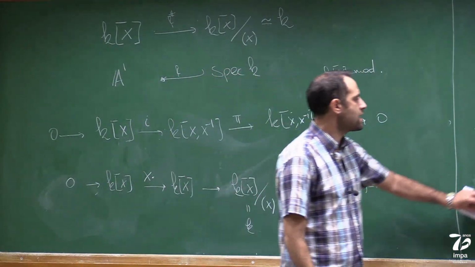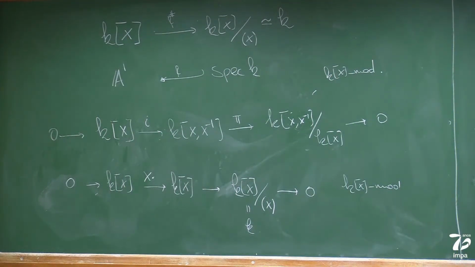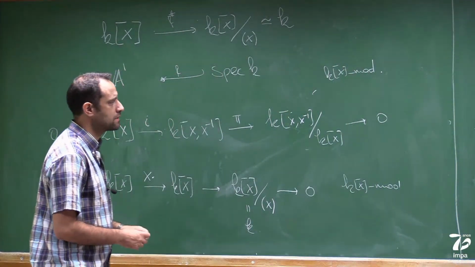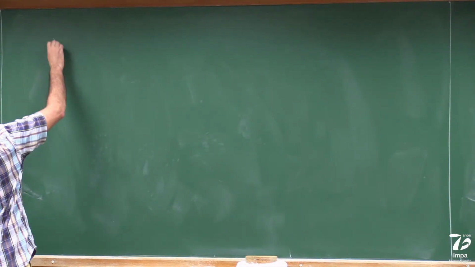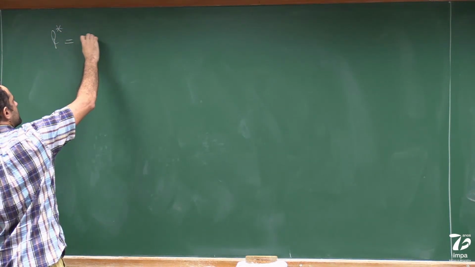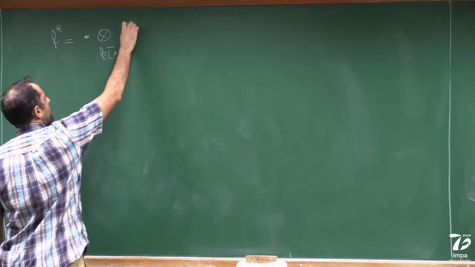Okay, so let's take the pullback under the inclusion of the point into the line. Again, the pullback functor for this map f is the functor that takes the tensor product over k[x] with this thing.